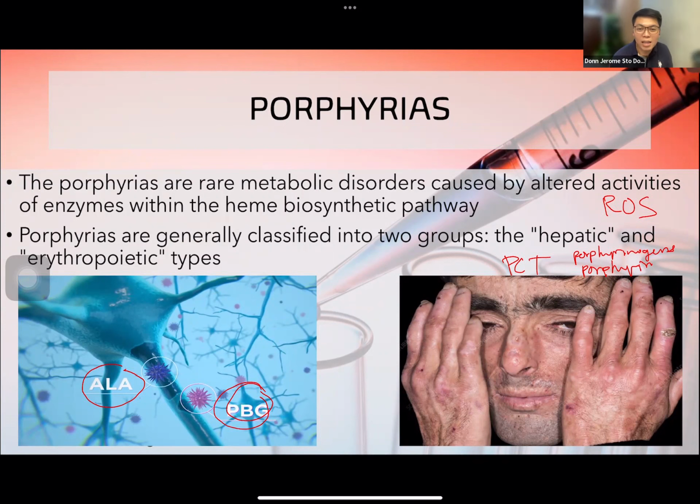I'm just repeating, I'm checking if you remember. What's with porphyrinogens? As we said, porphyrinogens can undergo spontaneous oxidation to their porphyrin counterparts. Right? When they spontaneously oxidize, do they become porphyrins? Once they become porphyrins, they now have double bonds that can absorb light, generating reactive oxygen species. Clear?